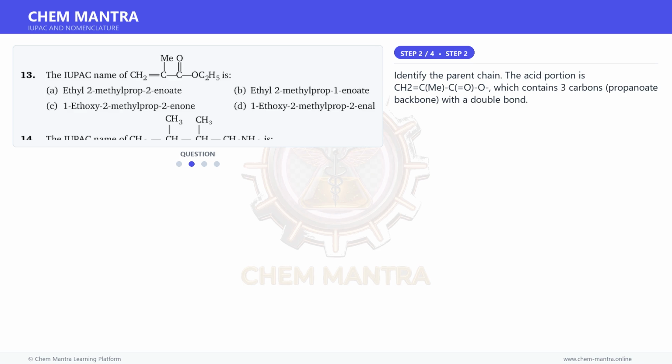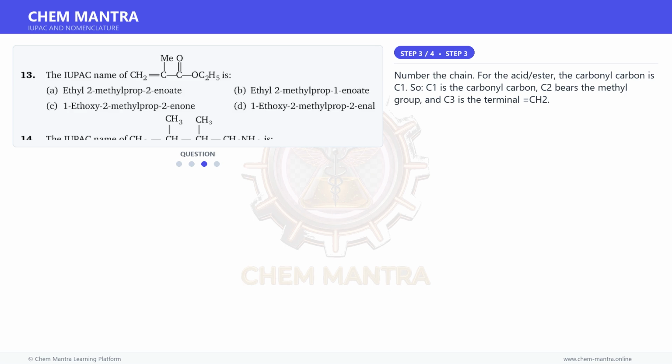Identify the parent chain. The acid portion is CH2=C(Me)C(=O)O, which contains 3 carbons, a propanoate backbone, with a double bond. Moving on to the next step.